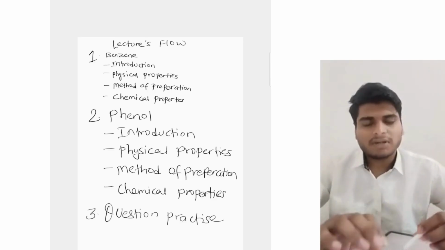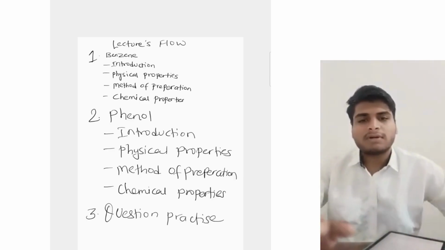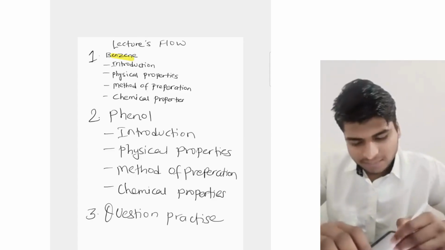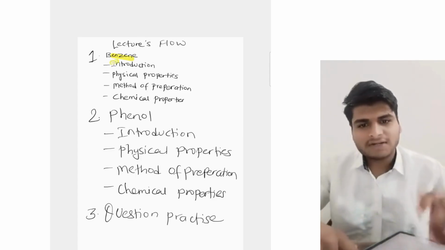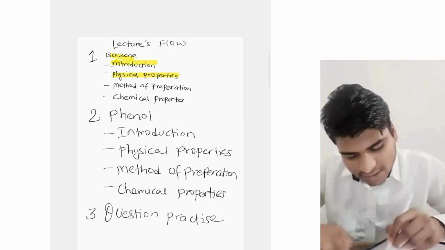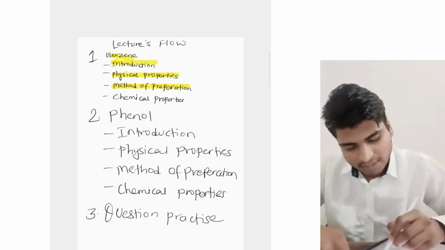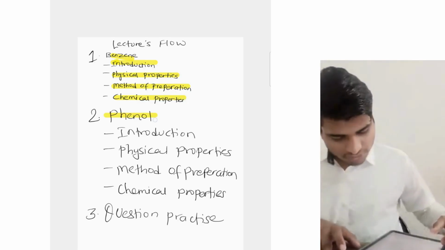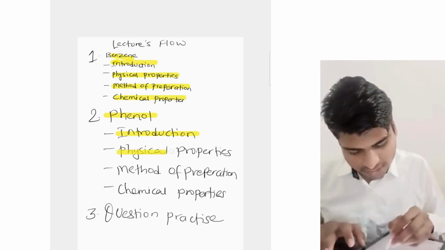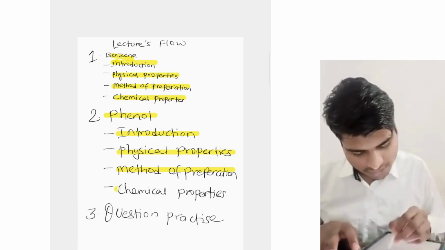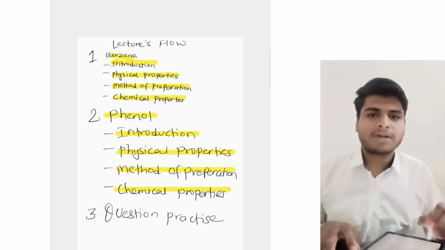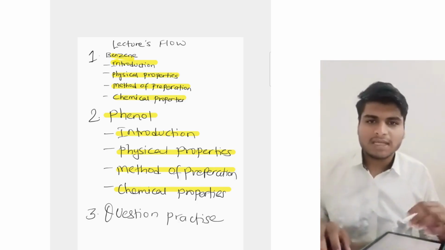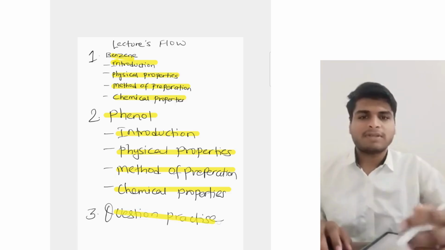So basically, we will cover the topics in three parts, and the first part will be the benzene, and we will start from the introduction of the benzene, then physical properties, then method of preparation, then chemical properties, and similarly we go with the phenol too. We will start with the introduction, then physical properties, then method of preparation, then chemical properties, and at the end of this lecture we will do some JEE questions so that your concept will be building.